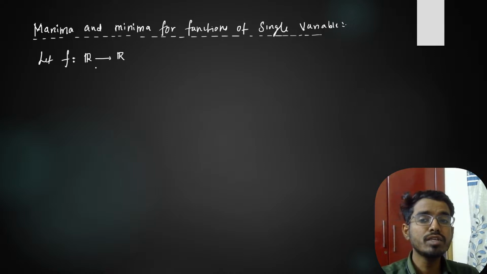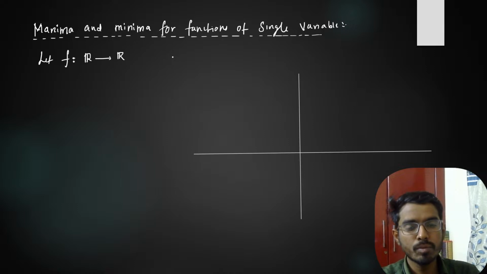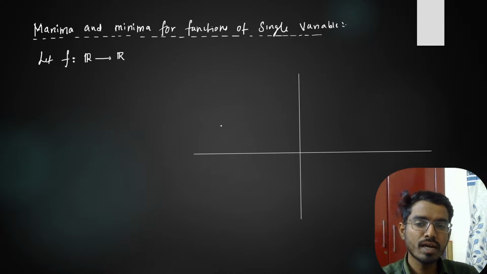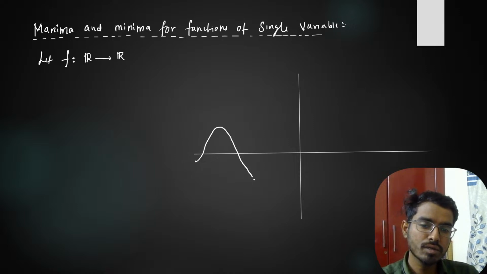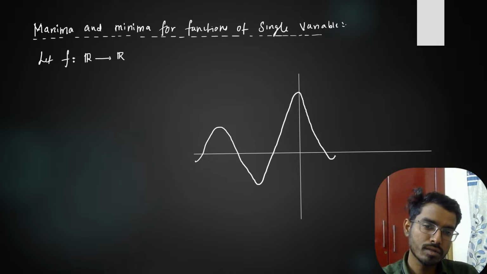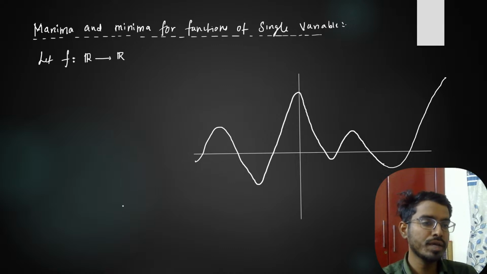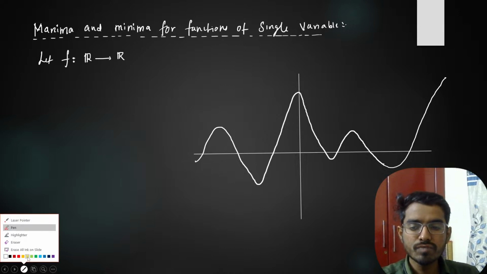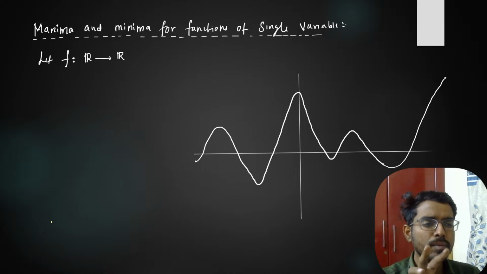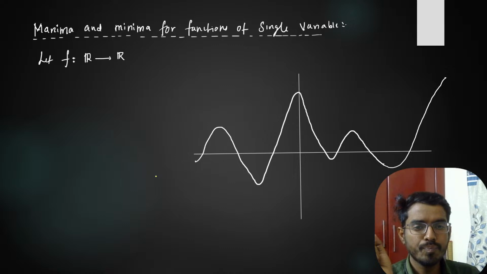Now I'm going to discuss where this function has a maximum and where it has a minimum. Let us consider the following graph. It goes like this, then this, and then it goes on like this. Consider this graph. Now you can see this function has many maxima and many minima in the neighborhood of some interval.